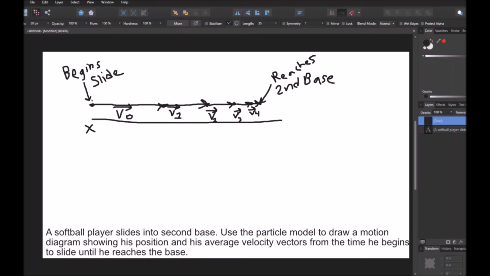So let's say if he begins his slide at t equals 0, this second point might be t equals 1, this third point might be t equals 2, and so on and so forth, just to illustrate the idea that these are equal time intervals, but you can see that he's slowing down because his velocity vectors are getting shorter and shorter, which means his acceleration vectors are pointing the opposite direction as his velocity vectors. And once again, I've labeled my velocity vectors v0 through v4, which is a very important and very crucial practice that you should get used to. So that's how you do that one.